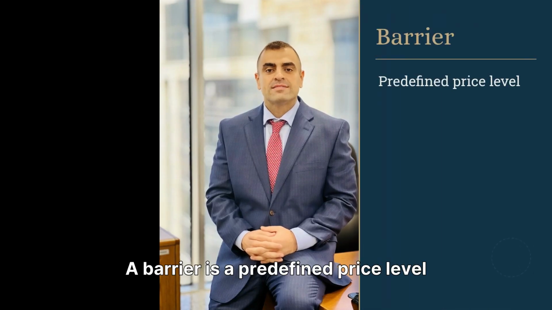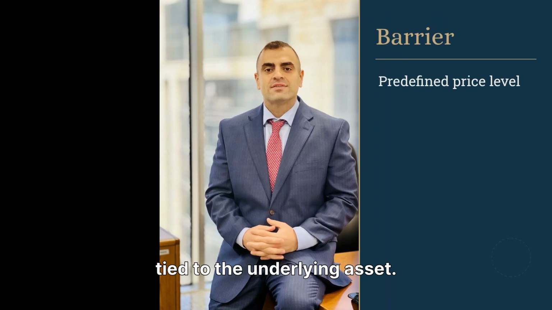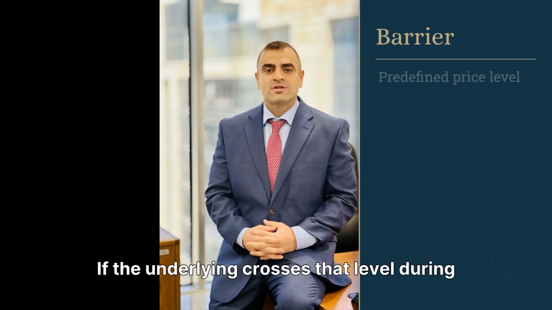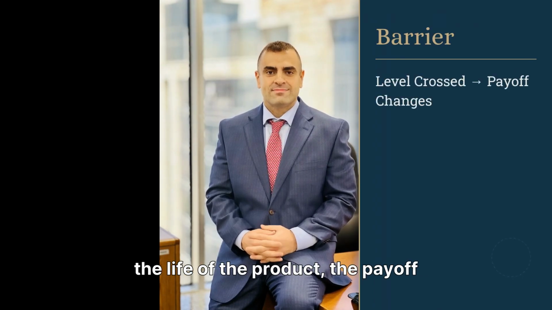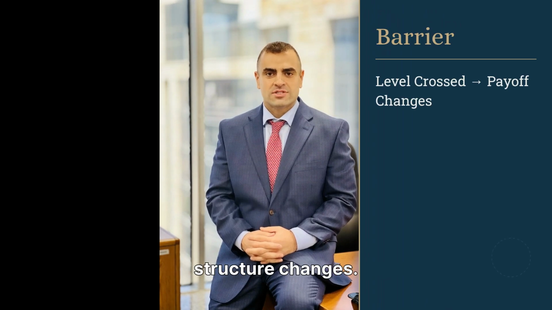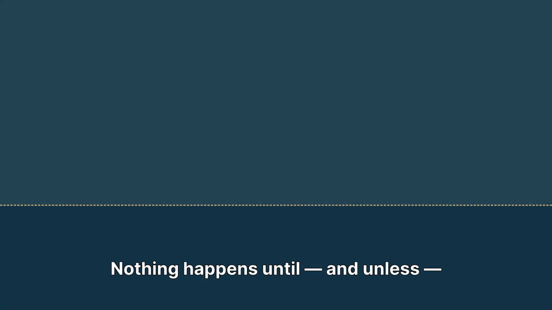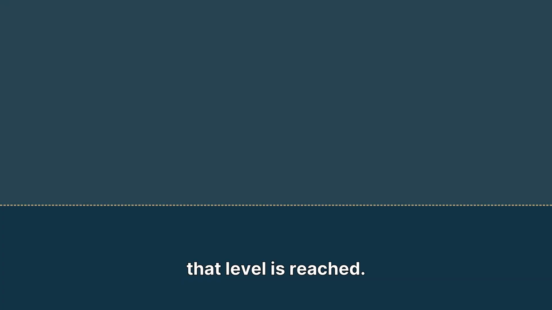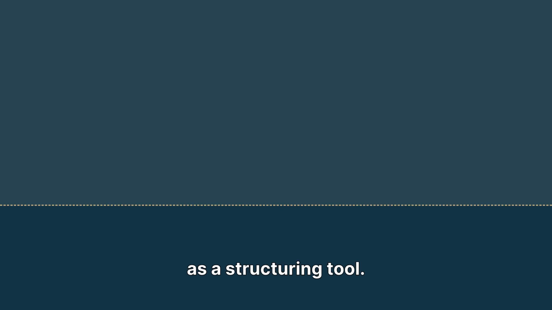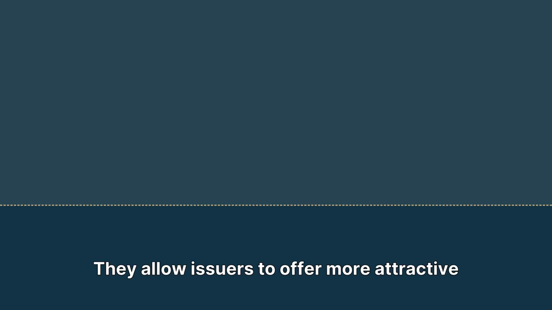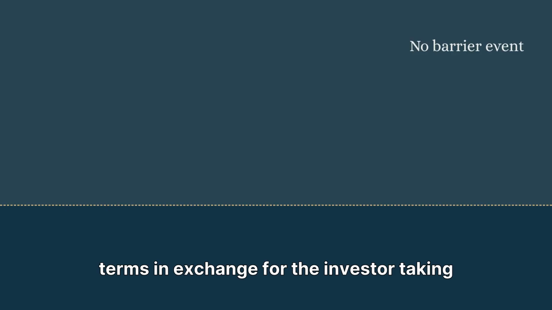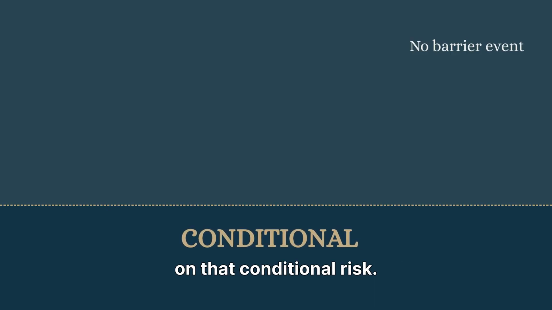A barrier is a predefined price level tied to the underlying asset. If the underlying crosses that level during the life of the product, the payoff structure changes. The key word is conditional. Nothing happens until and unless that level is reached. This is what makes barriers so powerful as a structuring tool. They allow issuers to offer more attractive terms in exchange for the investor taking on that conditional risk.